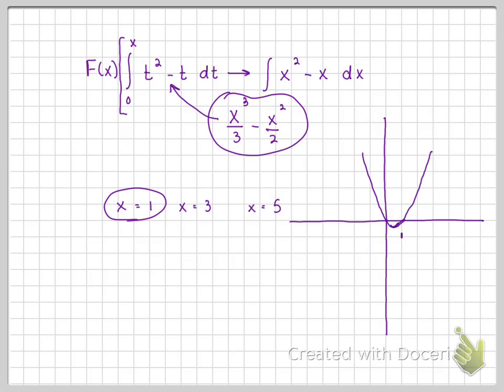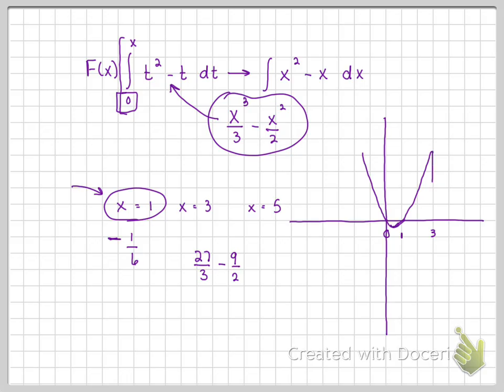That gives us negative, I'm changing my decimal to a fraction, negative 1/6. In other words, from 0 to this x value, right there, that little purple area that I just colored in there is negative 1/6. Okay, now we're going to do the same thing from 0 to 3. So here's 0 and here's 3. When we plug in a 3, 3 cubed is 27 over 3 minus 9 over 2. So 27 over 3 is 9. So 9 minus 4.5 is 4.5.